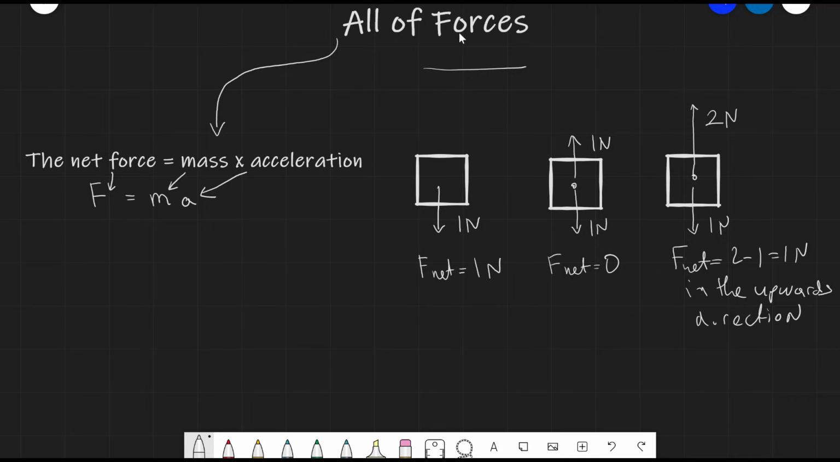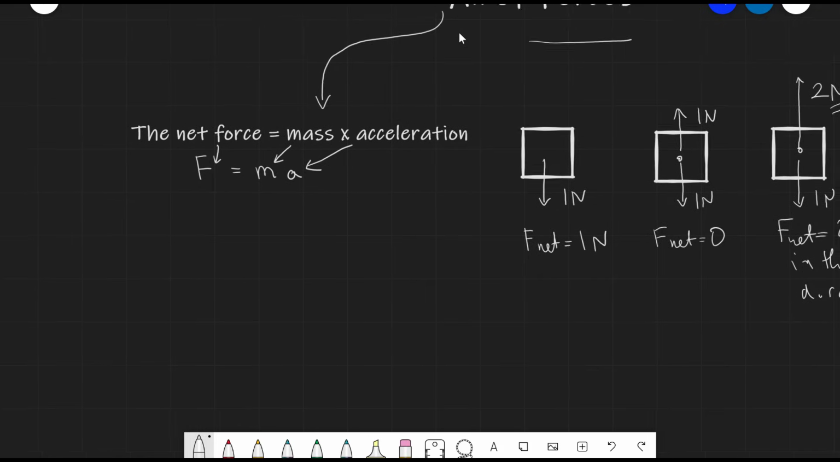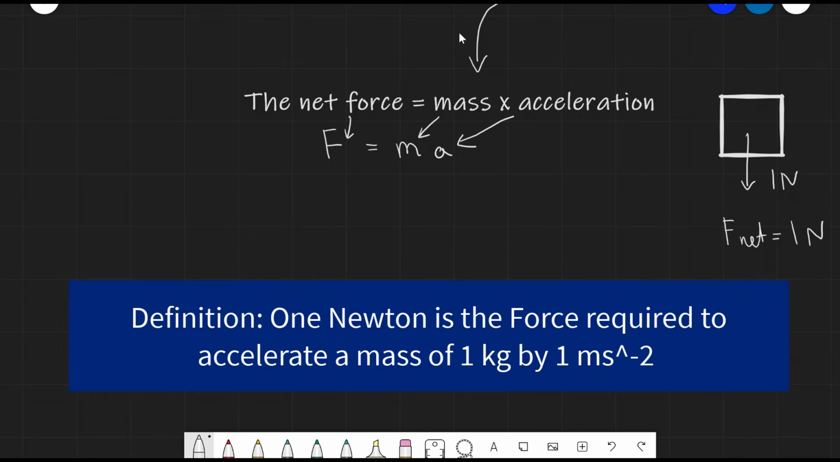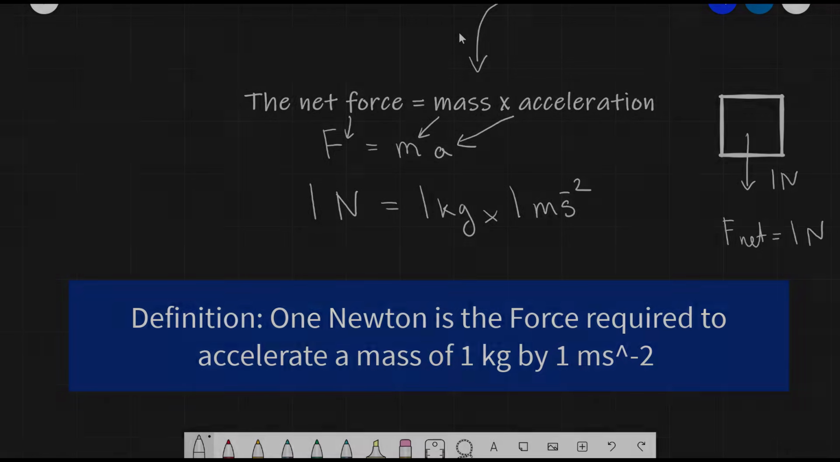Now, what unit are we using? The answer is a Newton. What exactly is a Newton? The definition of a Newton is a very, very important one. And as always in physics, when we're defining units, the trick is to think about the equation and then substitute the number 1 for each of the values. So the Newton is defined as the force required to accelerate a mass of 1 kilogram by 1 meter per second squared of acceleration.